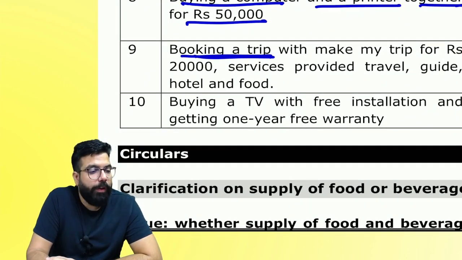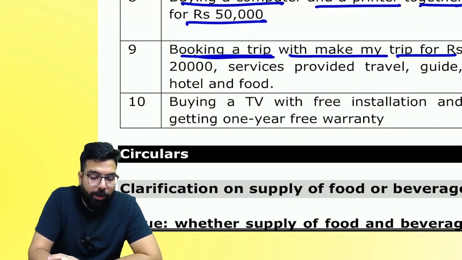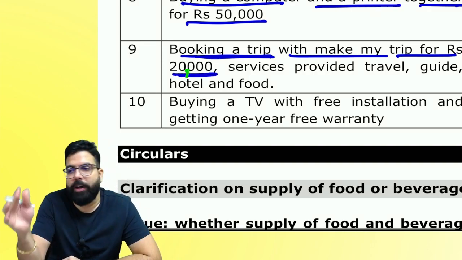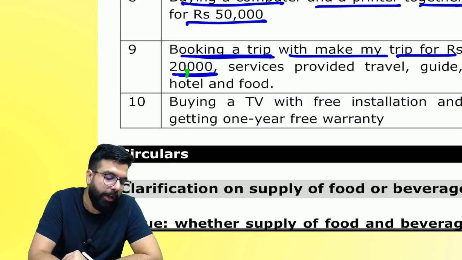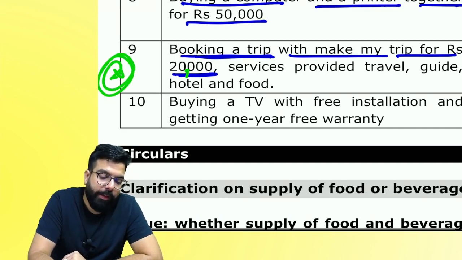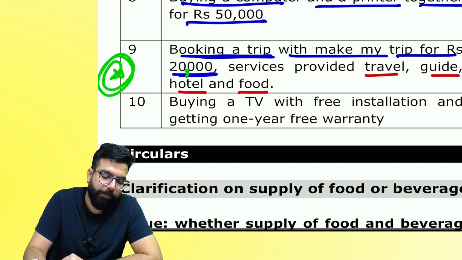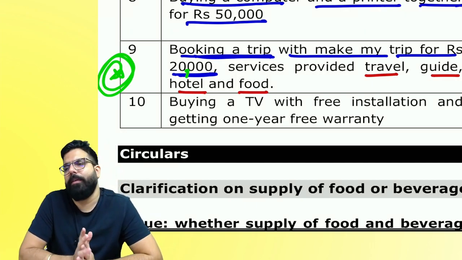Booking a trip with MakeMyTrip for 20,000. You told MakeMyTrip. I want to go on a trip, and you booked a trip with them for how much, everyone? 20,000. They are going to give you travel, guide, hotel and food. Is it a composite or mixed supply?